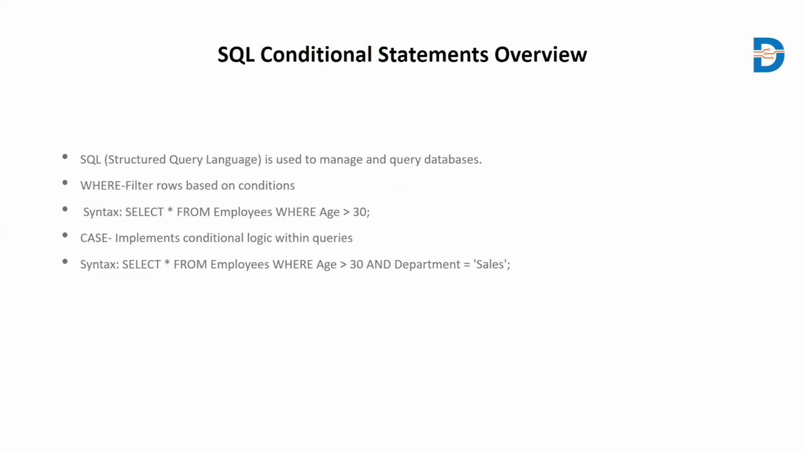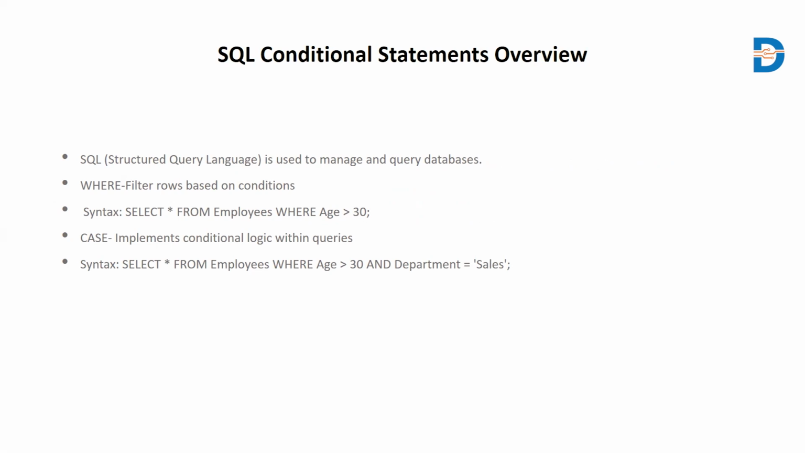Let us see how we can retrieve. The famous ones we use are WHERE and CASE. WHERE will filter rows based on the conditions, whereas CASE will implement the conditional logic within the queries. With the help of logical operators such as AND, OR, and NOT, these logical operators will help us to combine these conditions.